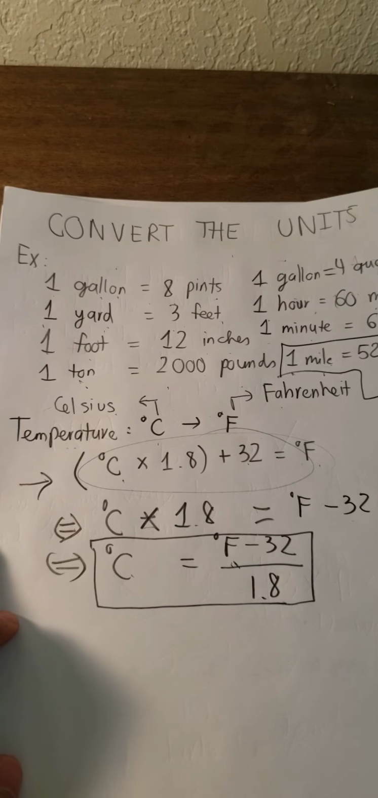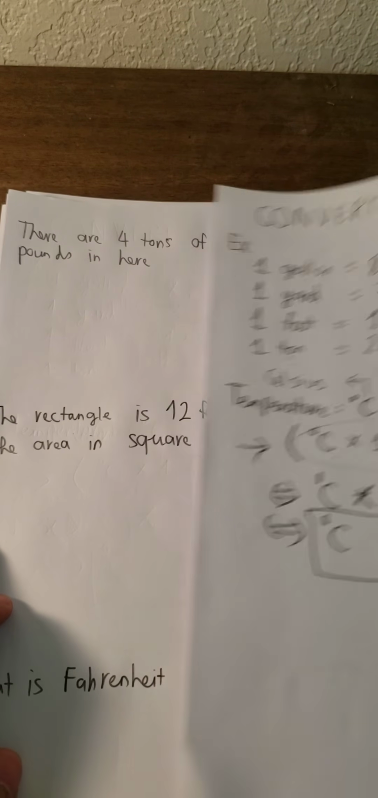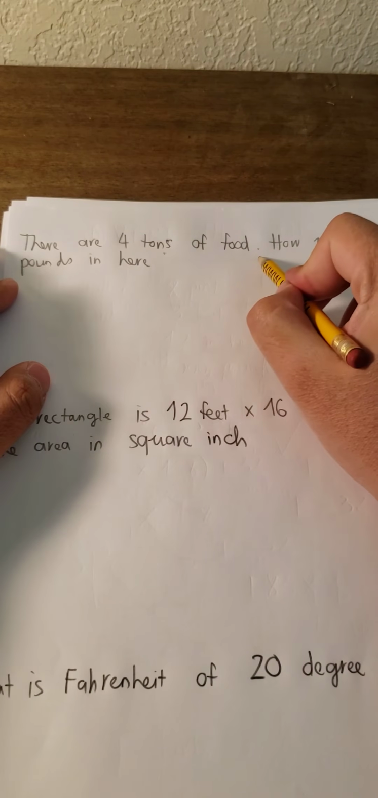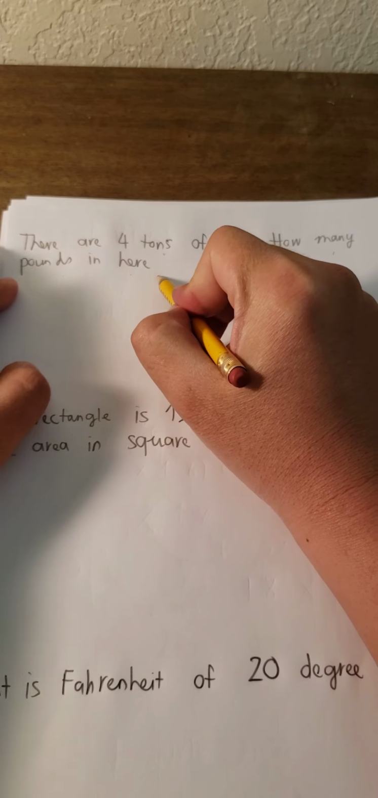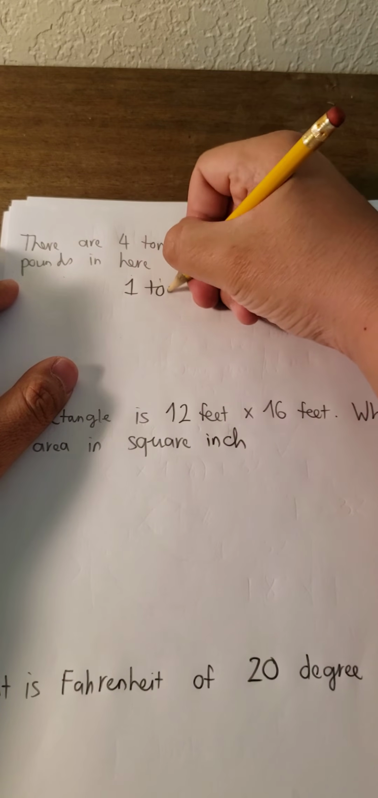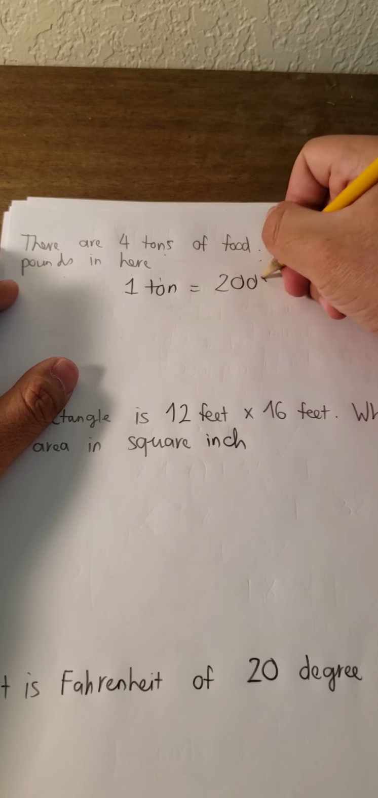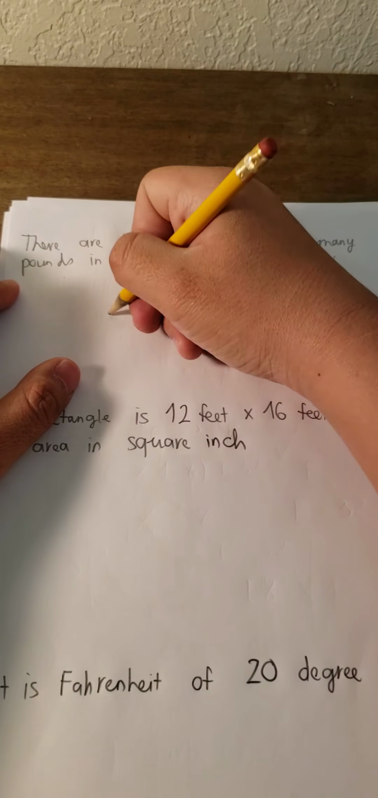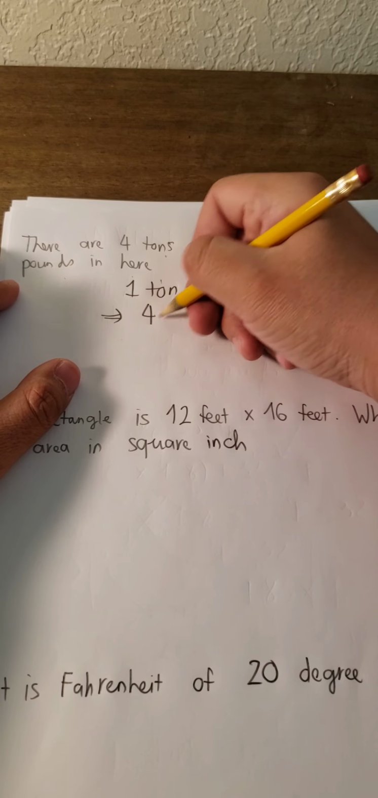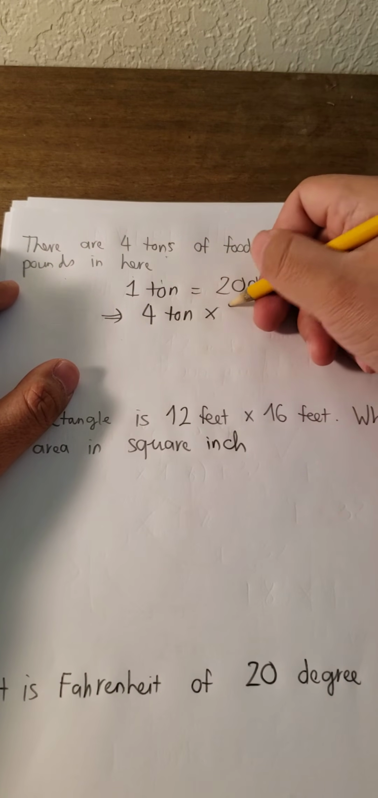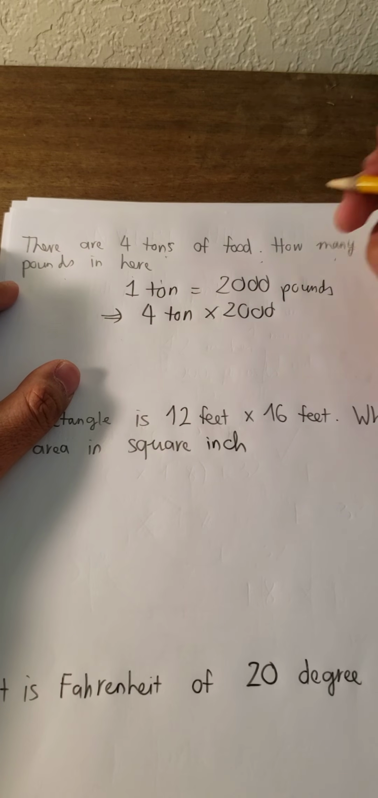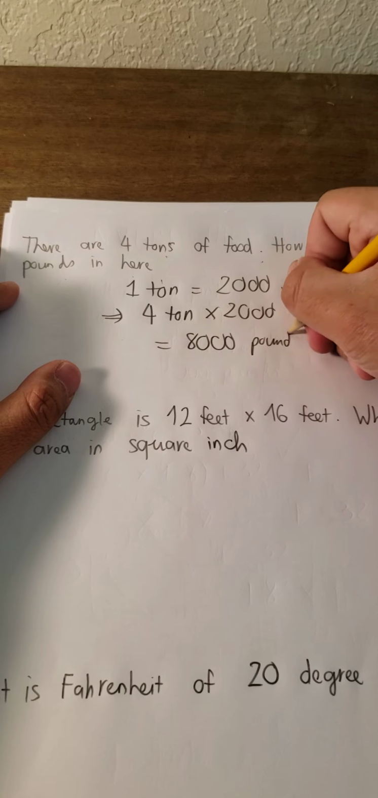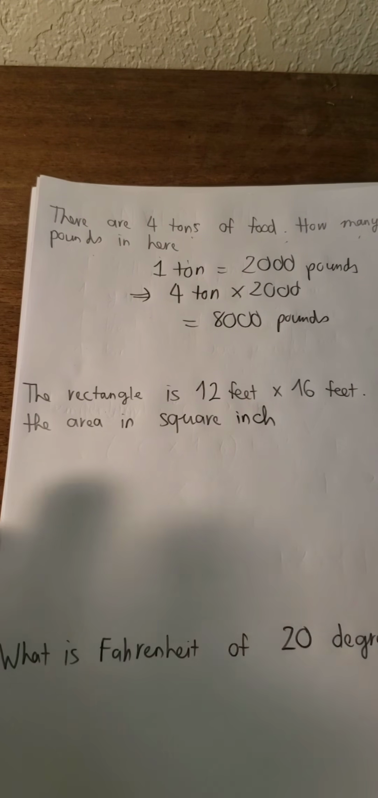And I have some questions about conversion. There are 4 tons of food. How many pounds are in here? We know 1 ton is 2,000 pounds. So that we have 4 tons, we need to multiply with 2,000. So we have 8,000 pounds.